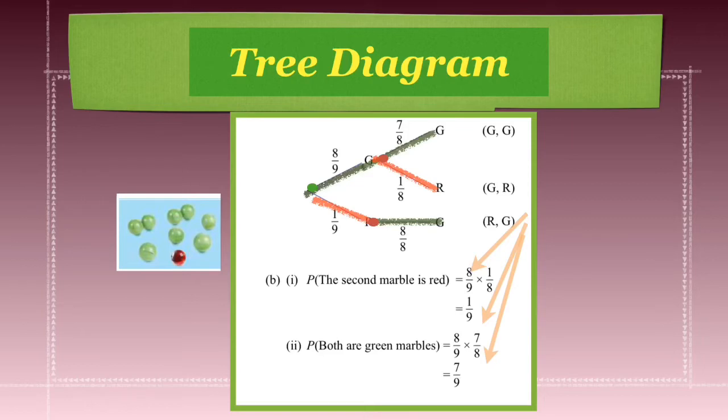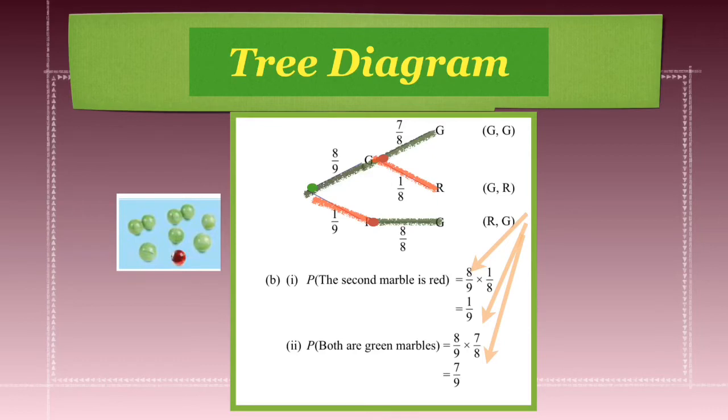So okay, now we want to answer B1. Probability of getting the second marble, which is red, that means we want the green followed by red. So we just follow the branches. The probability is 8/9 times 1/8. So the answer is 1/9. Okay? Be very careful with the words "without replacement".